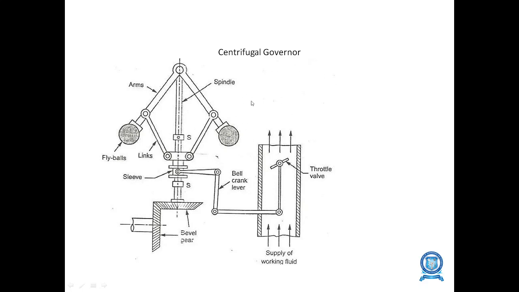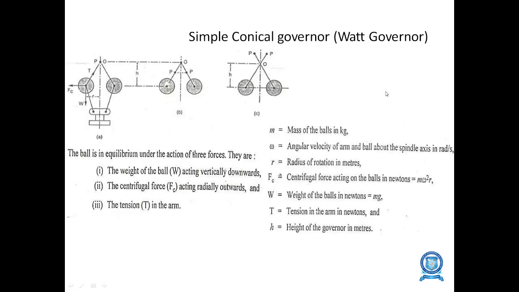This is the working of centrifugal governor. So the simple conical governor or Watt governor has the following specification. The ball is in equilibrium under the action of three forces. First one, the weight of the ball W vertically acts downwards, the centrifugal force radially outwards, and the tension in the arm.